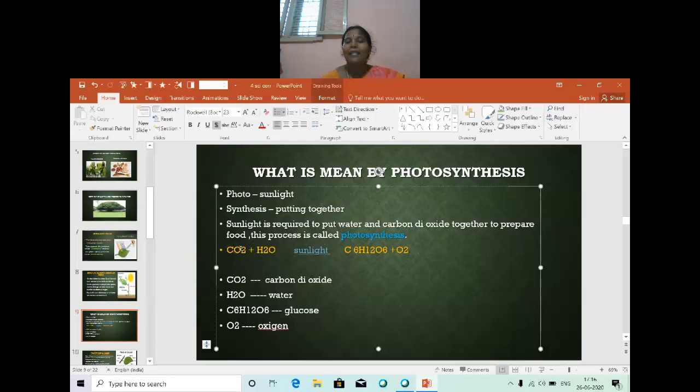I have given it here, see. CO2 means carbon dioxide. H2O means water. Then chlorophyll. All the things are put together in front of the sunlight, and they make the food, which is C6H12O6, the glucose.